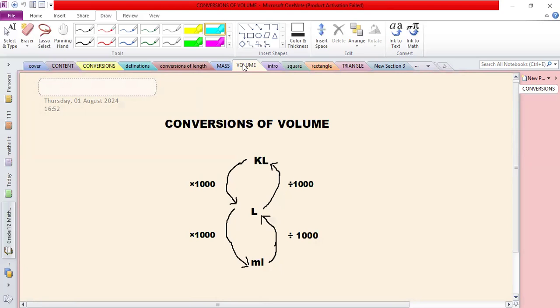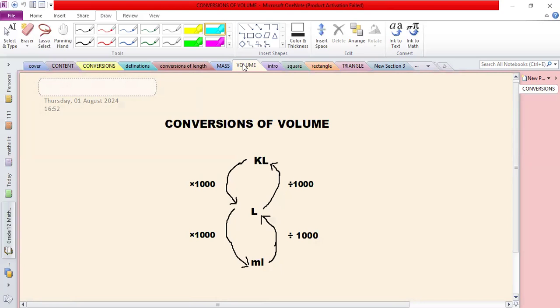So this is why I'm fast on it. Kiloliter, liter, and milliliter, the units are also similar to that of the mass or volume because the distance between them is 1,000, meaning from kiloliter to liter is 1,000 and from liter to milliliter is 1,000.